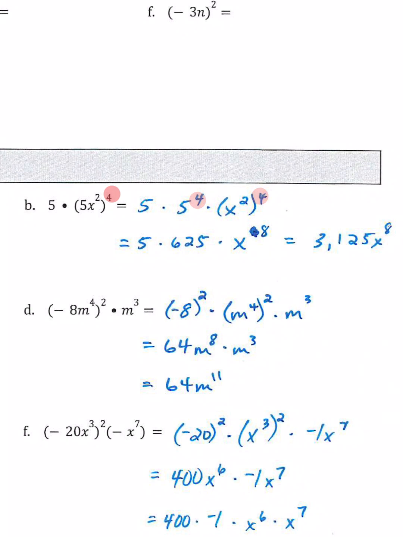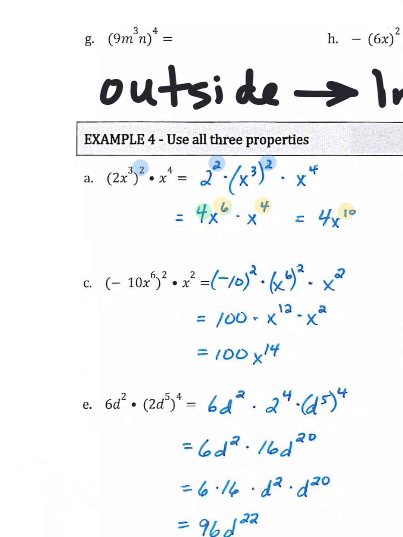Now we can actually simplify. 5 to the 4th power is 625. X squared to the 4th power is x to the 8th power. The last step, 5 times 625 is 3,125 times x to the 8th is our final answer. So we're working outside in.